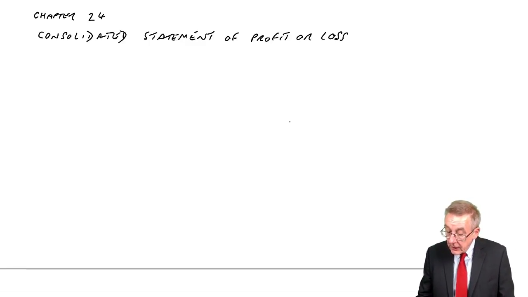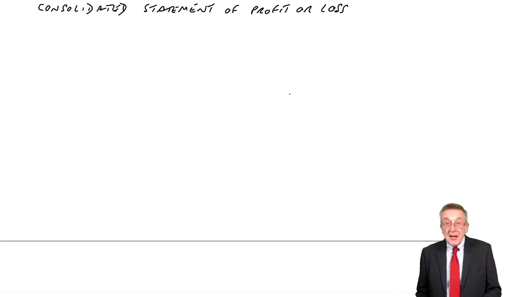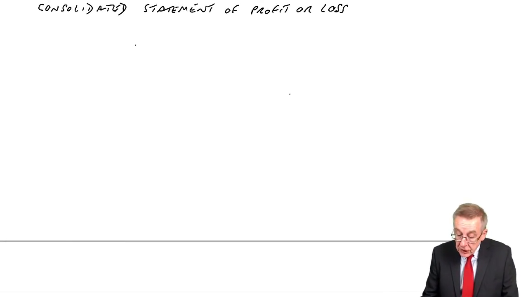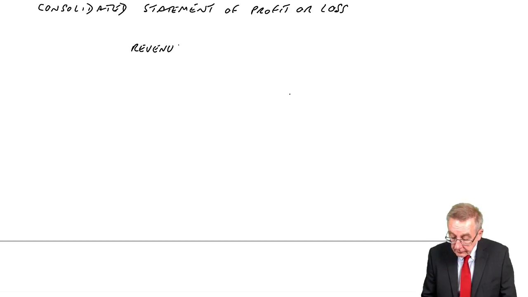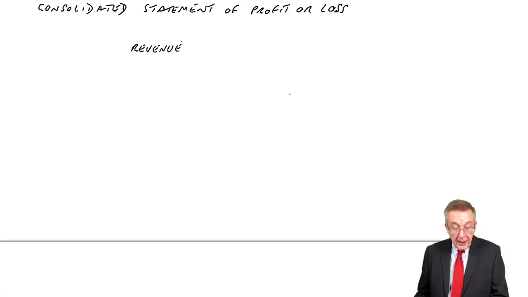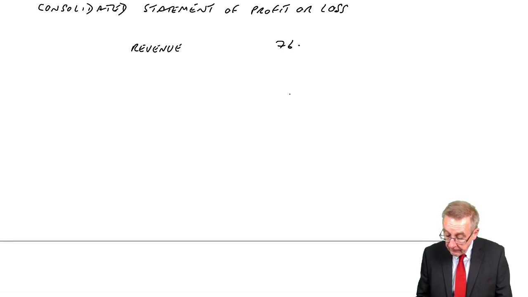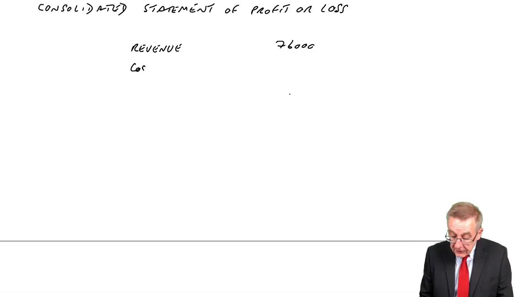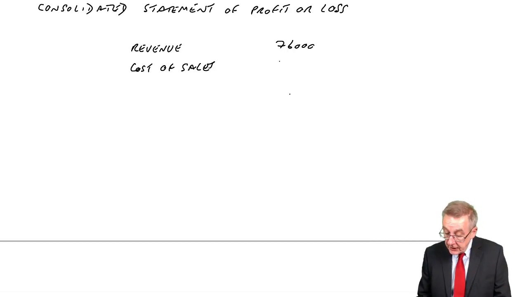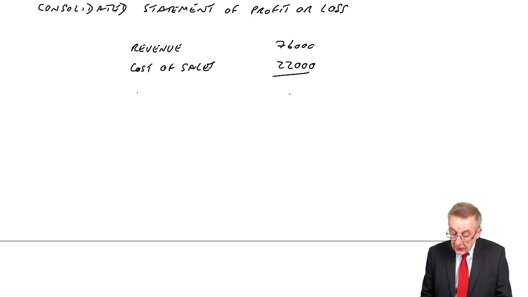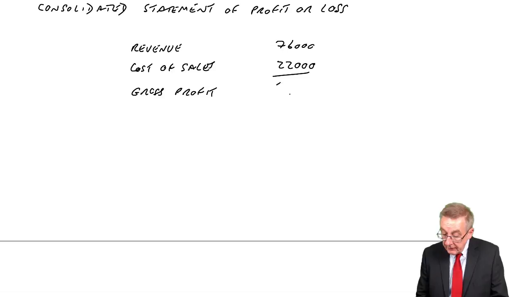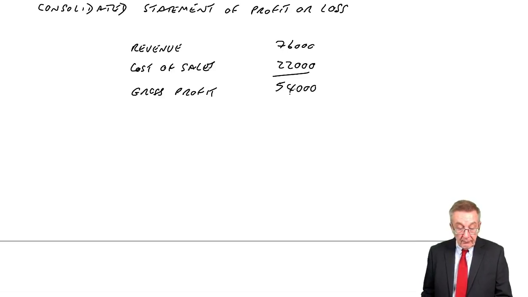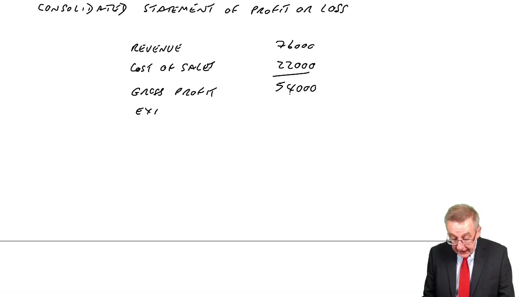All right, let's have a go. Let's do the consolidated statement of profit or loss. And essentially, we just add up the total revenue for the group, 52 in one, 24 in the other, so a total of 76,000. The total cost of sales, add up, 12 plus 10 is 22,000. And so the gross profit, 76 minus 22, 54. The expenses add up, so the total expenses for the group, 12,000.